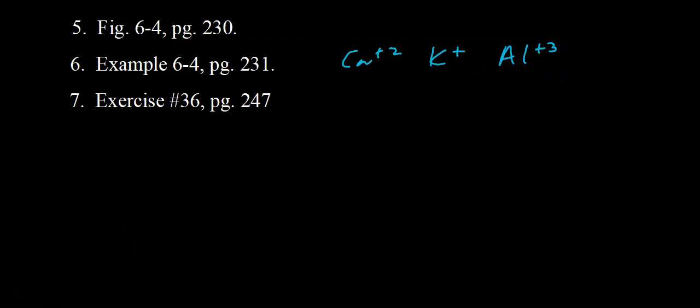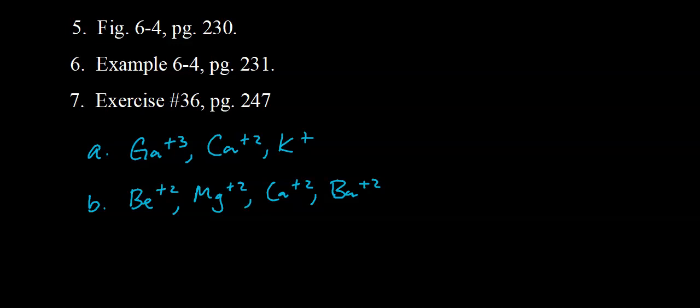Go to page 247. Try number 36 on your own. Pause the video, please. So for letter A, all of those neutral atoms we'll compare first have their valence electrons in the same energy level. Gallium has the highest nuclear charge, therefore it'll be the smallest. Potassium has the lowest nuclear charge, therefore it'll be the largest. And then for letter B, again comparing the neutral atoms, all of those are in the same group. And so atomic radius increases as you go down. So same for the ions. So beryllium's ion would be the smallest, and barium's ion would be the largest.